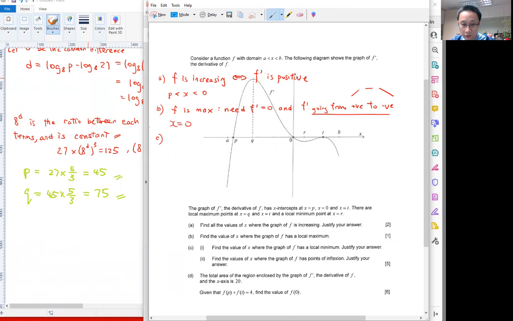Part C, find the value of x where the graph has a local minimum. And this time you have to justify your answer for some reason. It should just be the exact opposite, x is p. So the reason will be f dash p is 0 and sign change from negative to positive.